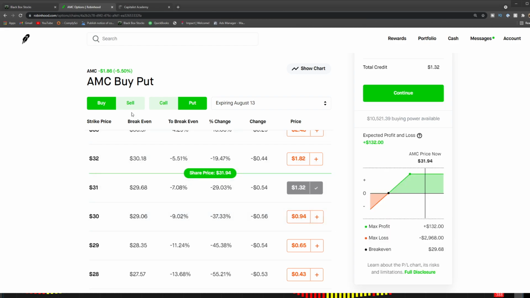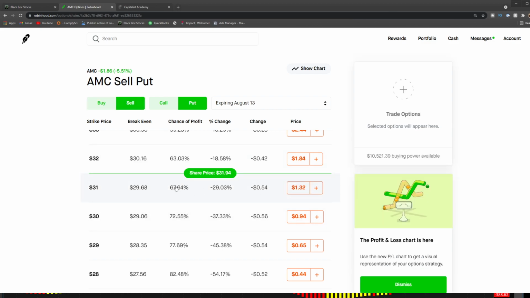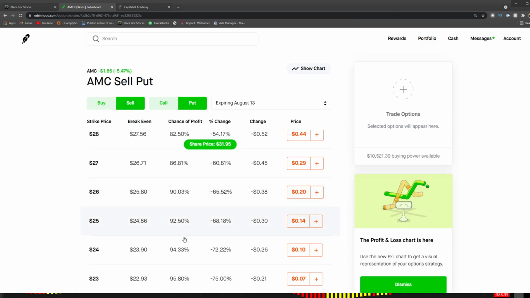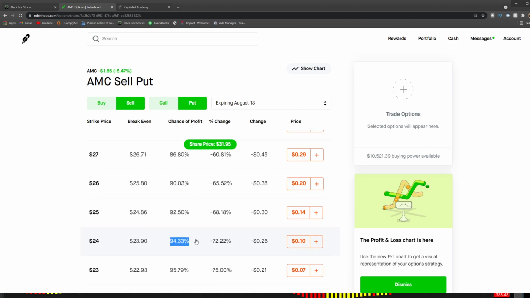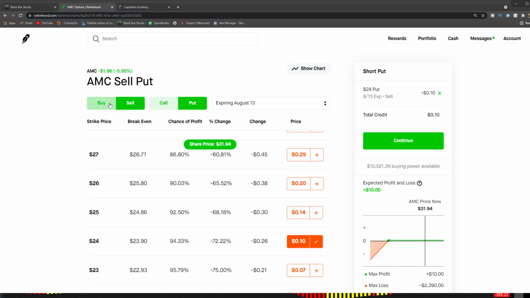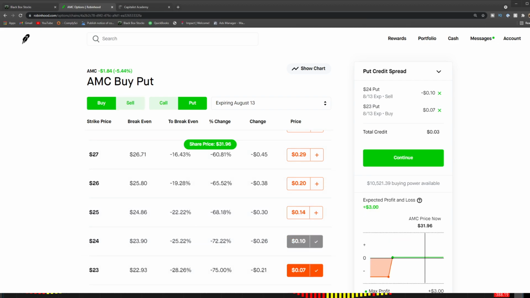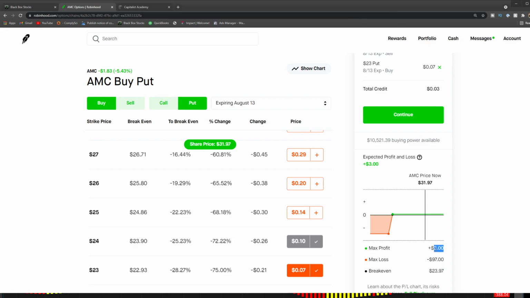So if you only have $100 to your name, you can almost make a 50% or 60% return on your money overnight. Now you can see here that if we actually go further out of the money for this one, there's like a 95% chance that we're going to make money. So if we were to go ahead and sell a 24 and then buy a 23, you can see that I'm going to have to risk $100 to make $3.